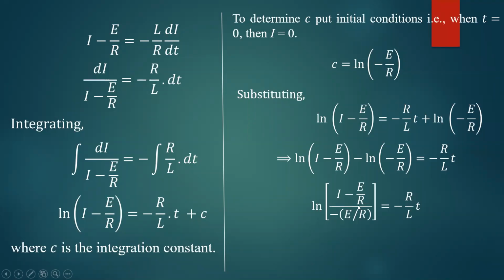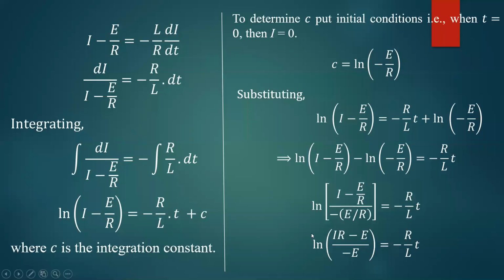To solve the term in the bracket, take R as the LCM. You will get IR minus E whole divided by R, divided by minus E by R. R gets cancelled. You will get ln of IR minus E divided by minus E. The resistance R gets cancelled here. That is equal to minus R by L into t.